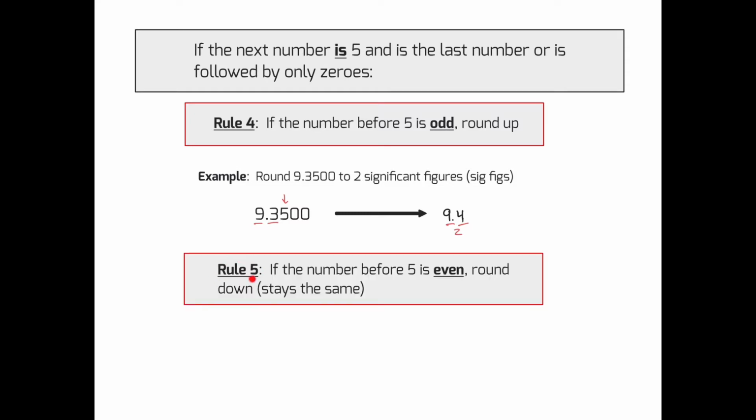Rule number 5 tells us that if the number before the 5 is even, then we round down, which means it stays the same. Looking at this example, we're supposed to round 8.65 to 2 sig figs. We count off 2, 1, 2. Our next number here is 5, and there's nothing after it, so it's the last number. So these rules apply. Because this 6 is even, we're going to round it down. In other words, this 6 is going to stay a 6. So what we get is 8.6, which has 2 sig figs.